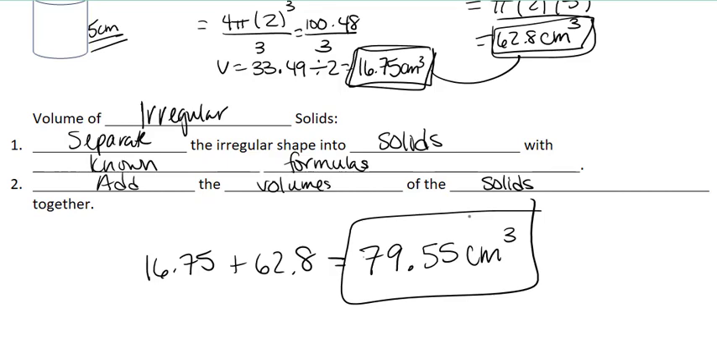And so just remember, when finding the volume of an irregular solid, separate the solid into known solids, then use the formulas to solve. Then once you find all of the volumes, add them up to get the total volume for the irregular solid.